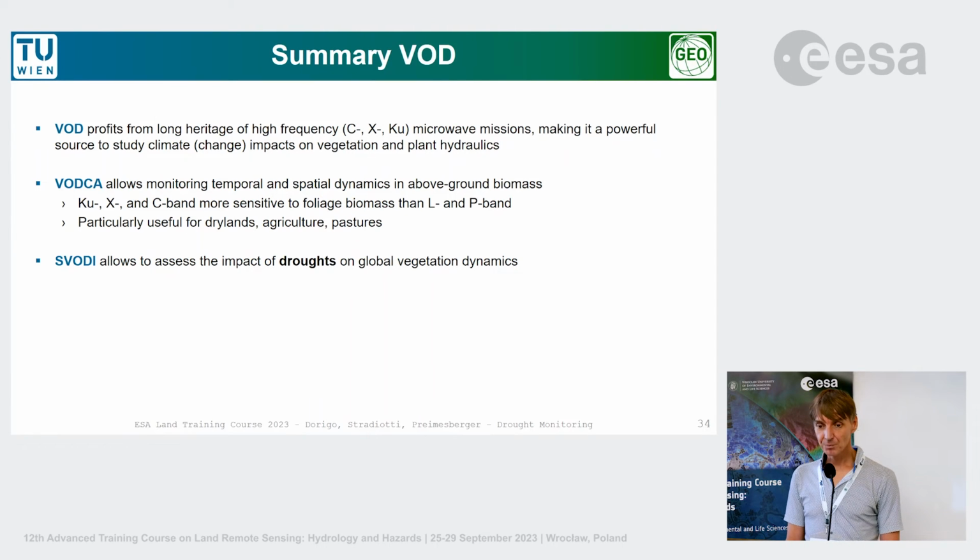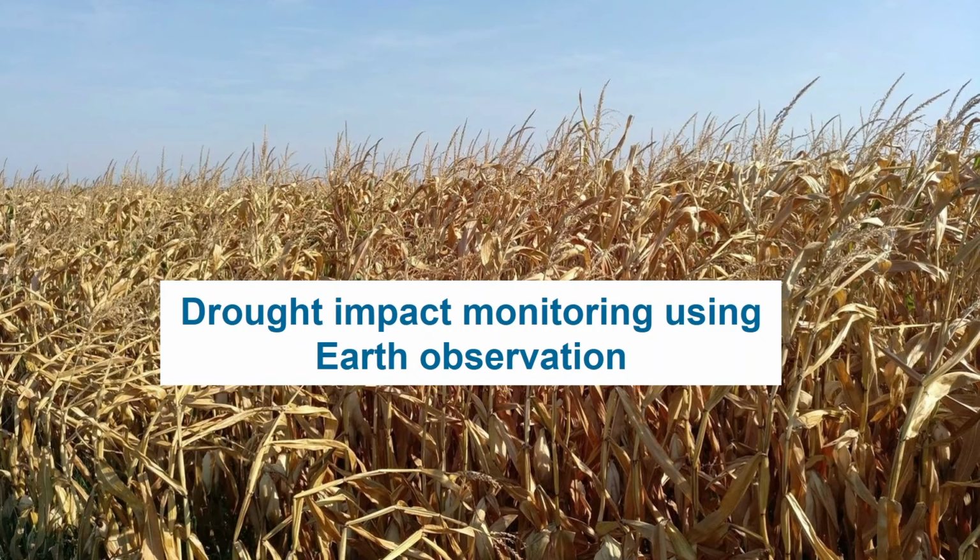Yeah, and this VOD, so the higher frequencies, so the Ku, X, and C band, are particularly used for drylands, agriculture, which have not so dense canopies, pastures. And it allows us to assess the impact of droughts on global vegetation dynamics. Yeah, so the next thing is, we have seen drought monitoring, the drought indices.